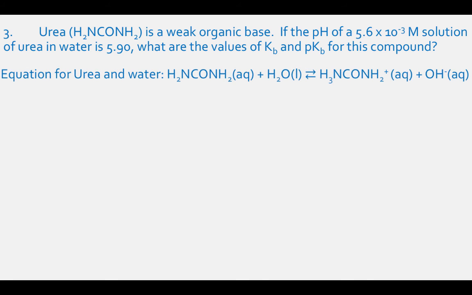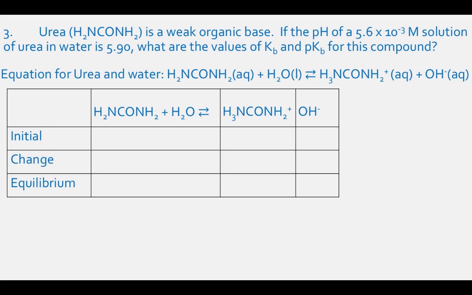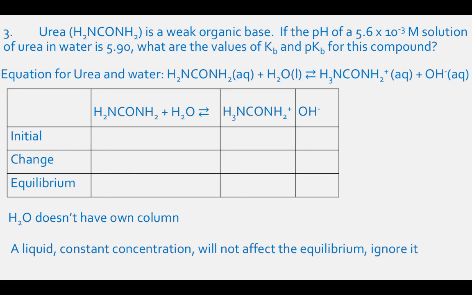First, write the equation for urea and water, which is H2NCONH2 aqueous plus H2O liquid in equilibrium with H3NCONH2 plus aqueous plus OH negative aqueous. Since it is a weak base, we will need an ice table to solve this problem. Again, notice that the H2O doesn't have its own column because it is a liquid and can be ignored in equilibrium expressions. The initial concentration of urea is listed.